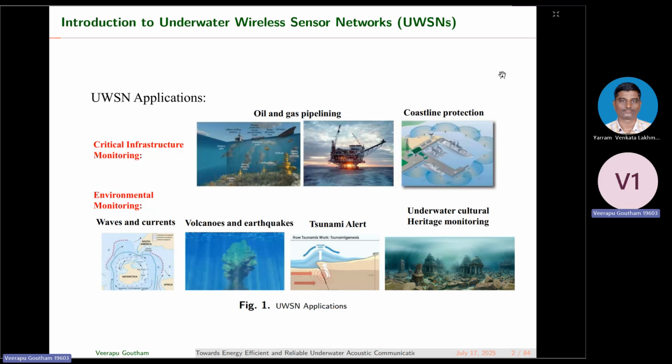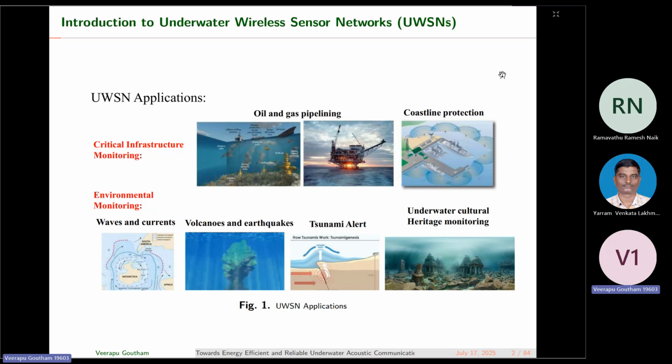We need to detect clearly and we need to indicate to the coastline, to reduce the damage to the people. We need to give clear indication at the time of a tsunami. And suppose there is infrastructure in underwater cultural heritage monitoring.